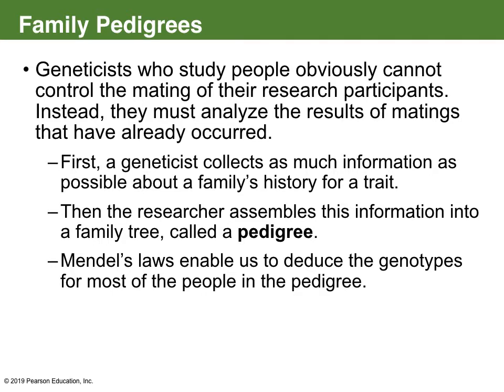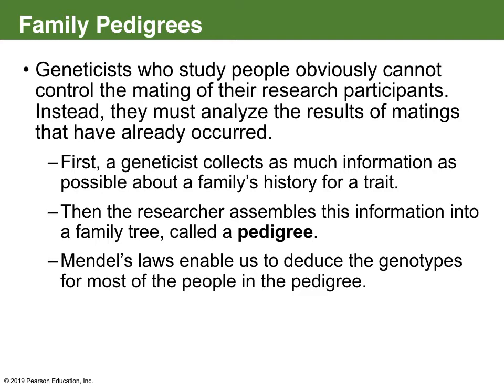If you're studying people, obviously you cannot control the mating of your research participants. That's frowned on. So instead, they've got to analyze the results of matings that have already happened. Right? So when you worked out those pedigree examples, you can see, as far back as you have information for, what parents, grandparents, etc. had.